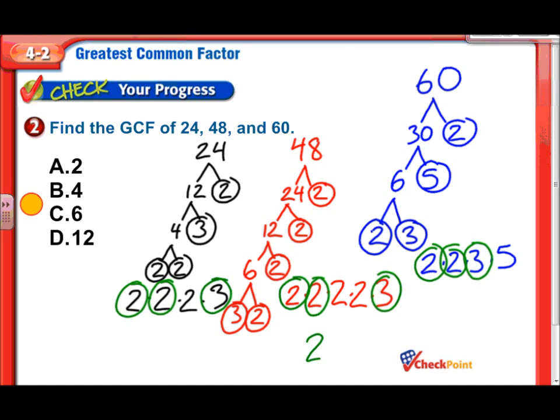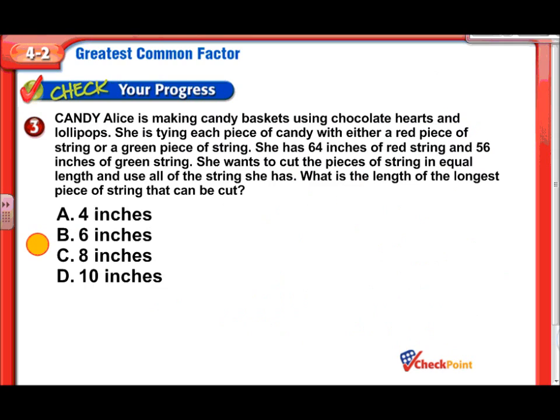So now we multiply those numbers they have in common together. They all have a 2, they all have a second 2, then they all have a 3. 2 times 2 is 4, and 4 times 3 is 12. So there we go. Our GCF is 12. That's the largest number that will divide into 24, 48, and 60. Okay, here we go.